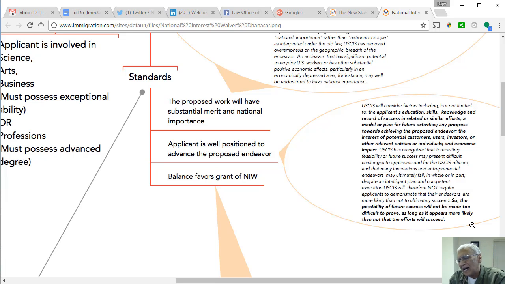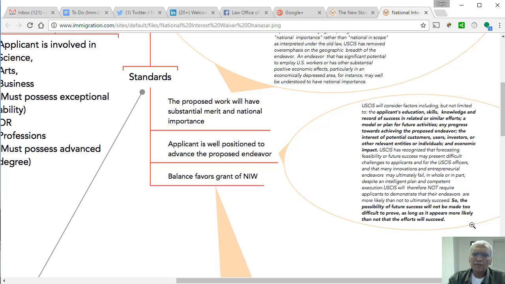Another thing I got from the decision was that the AAO was saying this, and I highlighted that in our graphic: the possibility of future success will not be made too difficult to prove. So in other words, we're not going to say you have to show us beyond all reasonable doubt that your business plan is going to be successful. We can't hold you to that impossible standard, which I thought was also another good thing.